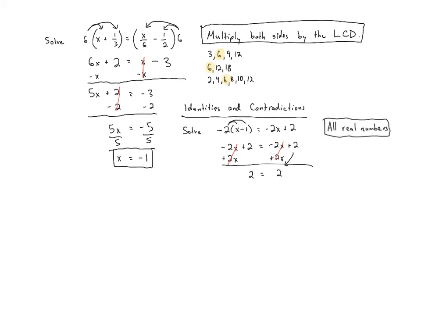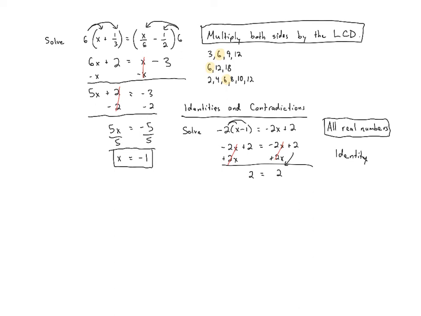I want to encourage you right now to pause the video, pick a number for x, any number you want, substitute it in, and check that the left and right hand sides are equal. You should get that they're equal to each other no matter what number you plug in. So we say that the solution is all real numbers, and there's a name for an equation like this that's always true no matter what x is. We call it an identity.